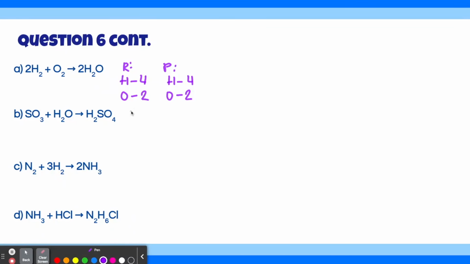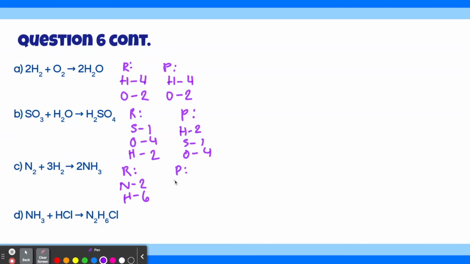So let's do the same with the next equation. So we have 1 sulfur, 4 oxygen, make sure to count this one in the H2O, and 2 hydrogen. And in the products, we have 2 hydrogen, 1 sulfur, and 4 oxygen. So this one also meets the conservation of mass. Let's take a look at the next one. In the reactants, we have 2 nitrogen and 6 hydrogen. And in the products, we have 2 nitrogen and 6 hydrogen.